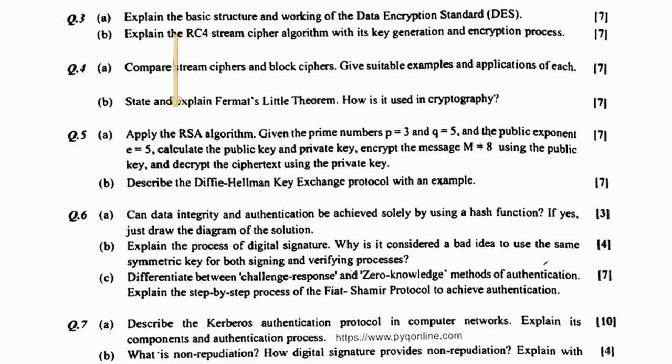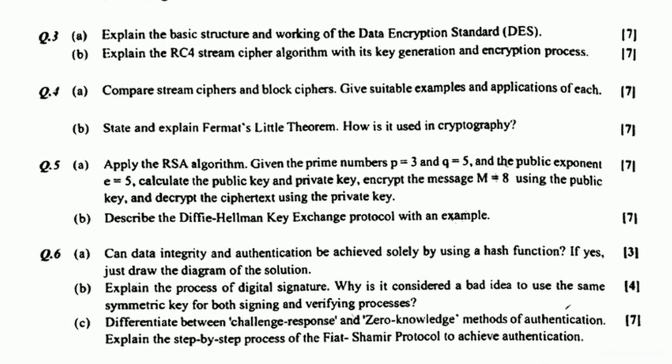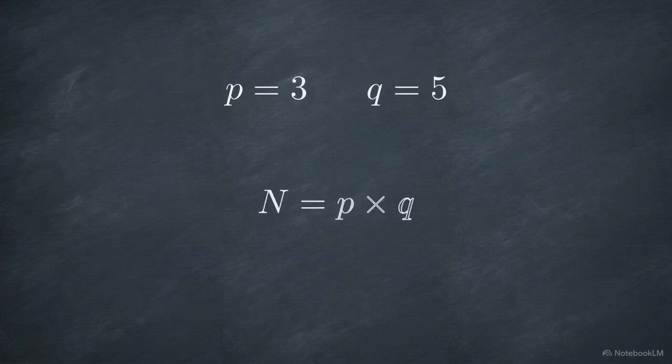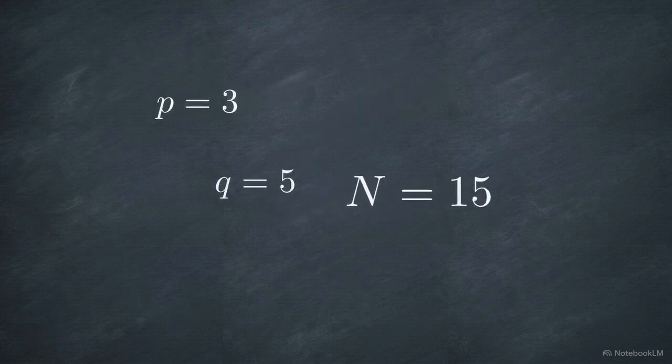The engine behind this secure exchange is the RSA algorithm. Look closely at question 5a, which provides the raw inputs, two prime numbers, p equals 3 and q equals 5, along with a public exponent. The first step in RSA establishes the modulus by multiplying these two prime numbers together to get n equals 15.